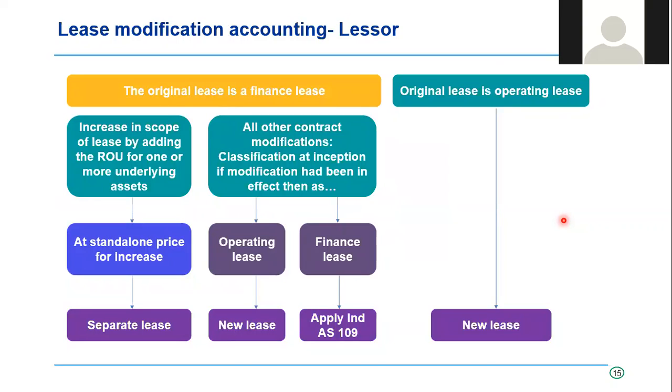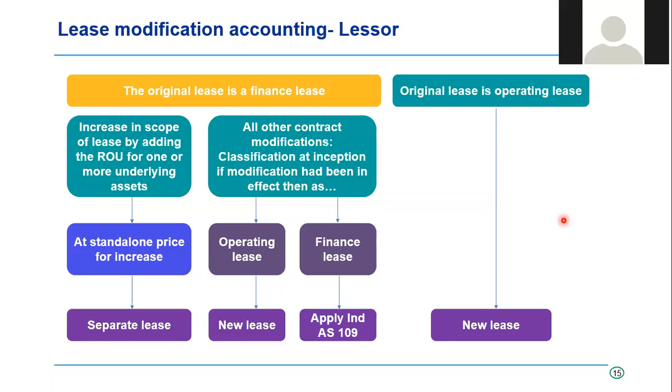Now, recall that the accounting for a lessor has not changed. A lessor still classifies a lease as a finance lease or as an operating lease. Therefore, this makes the accounting for modifications by a lessor slightly more complex. Let's take a few minutes to discuss the accounting by a lessor.